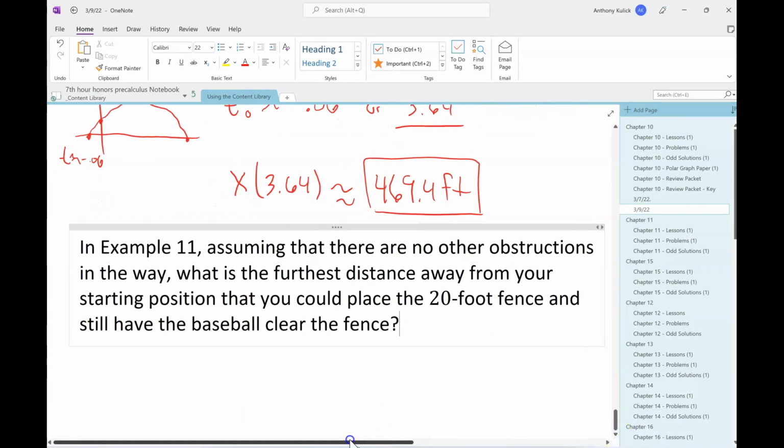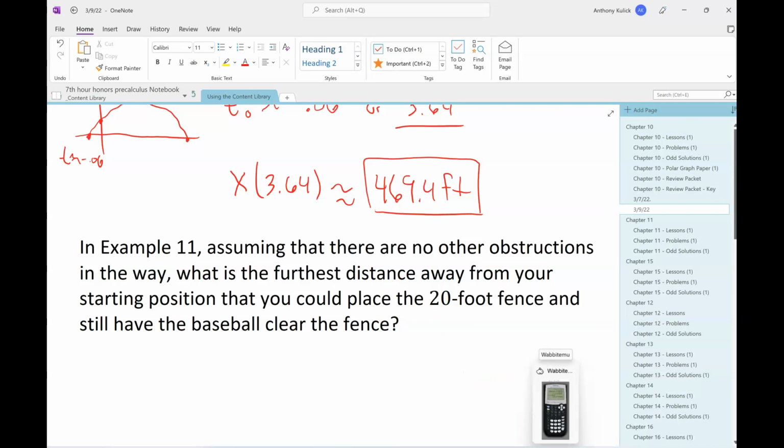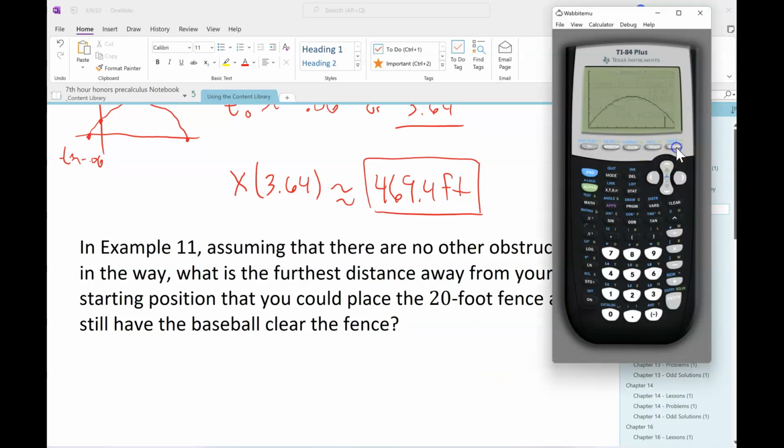So assuming, again, there are no other obstructions in the way, what's the furthest distance away from the starting position that you could place that 20-foot fence and still have the baseball clear the fence? So basically we're saying, how far back could I bump that fence? So maybe like right here-ish, right? Still looks like maybe the ball would clear the fence there. We were looking for that horizontal distance. So maybe we can bump the fence back 10 feet or 20 feet or 30 feet or whatever.